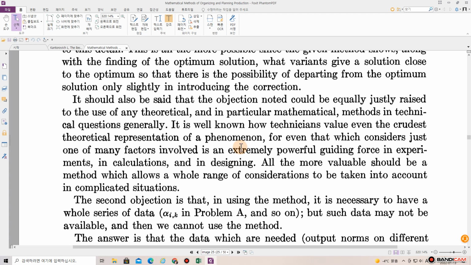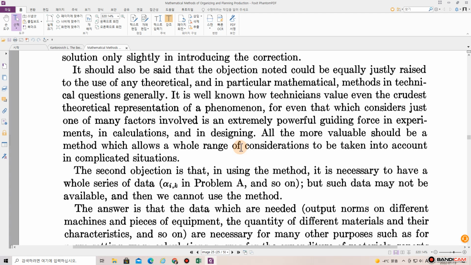It should also be said that the objection noted could be equally justly raised to the use of any theoretical and in particular mathematical methods in technical questions generally. It is well known how technicians value even the crudest theoretical representation of a phenomenon, for even that which considers just one of many factors involved is an extremely powerful guiding force in experiments, in calculations, and in designing. All the more valuable should be a method which allows a whole range of considerations to be taken into account in complicated situations.